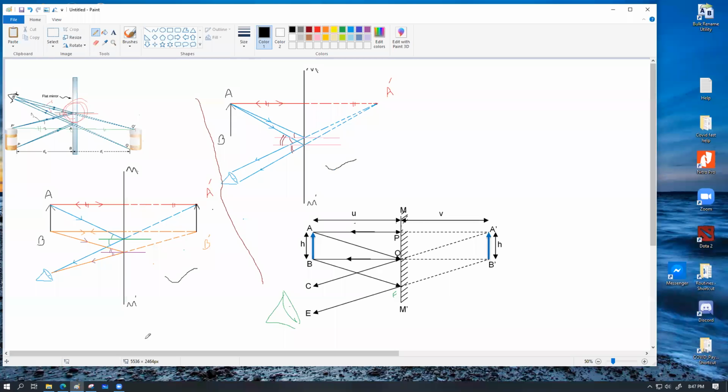So if you consider the properties of images in a plane mirror, take up your book, the federal book, and turn up at page number... Can someone guide me? Look up in your page where the mirror images are discussed. Yes, I got it. You can turn up at page number 209. Let's start seeing from there. Are we all there? 209.